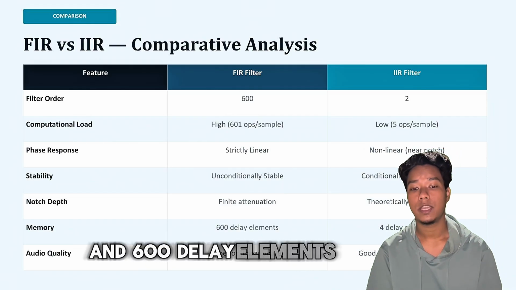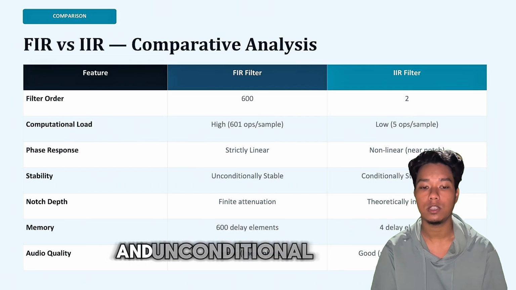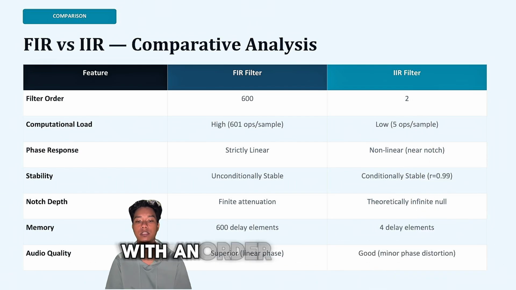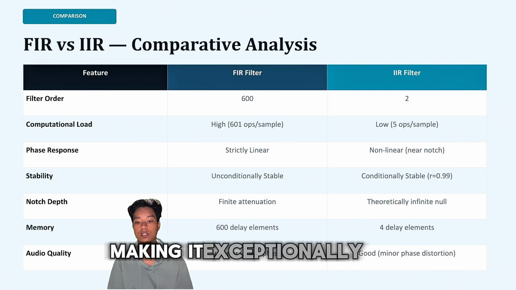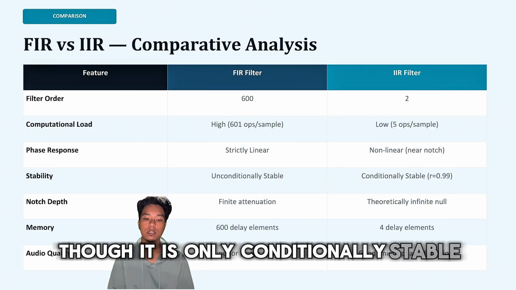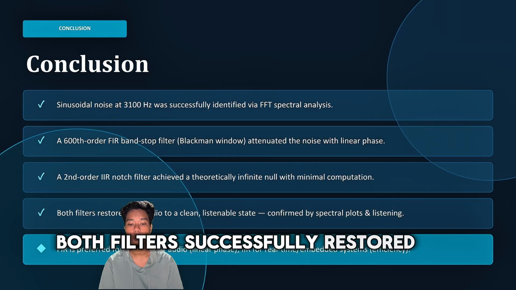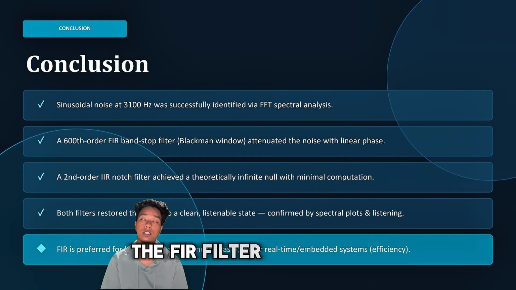To wrap it up, let's look at the engineering trade-offs between the two methods. Our FIR filter requires an incredibly high order of 600, meaning a high computational load of 601 operations per sample and 600 delay elements. However, it provides superior audio quality due to its perfect linear phase response and unconditional stability. In stark contrast, the IIR filter achieves a deeper notch with an order of just 2. It requires minimal memory and only 5 operations per sample, making it exceptionally fast, though it is only conditionally stable and introduces minor phase distortion.